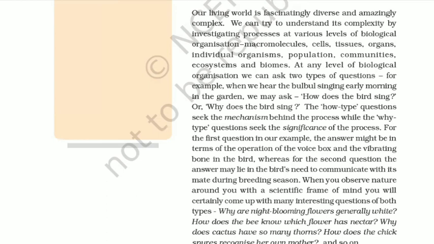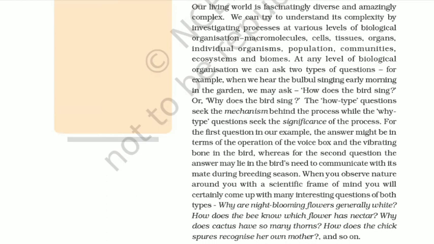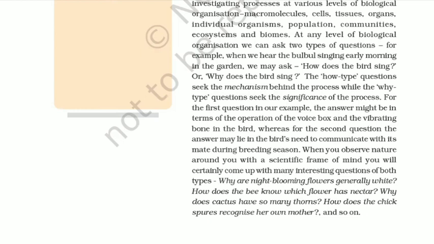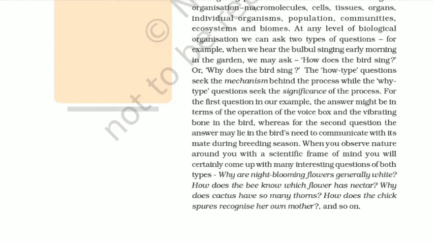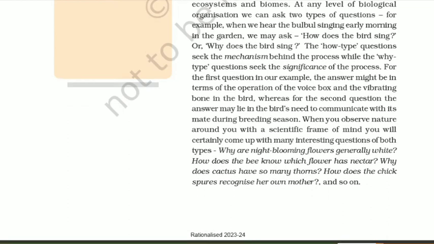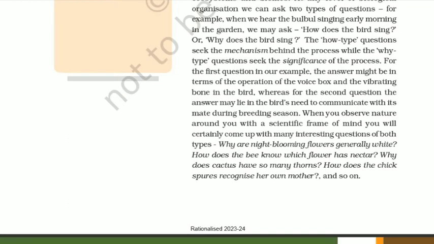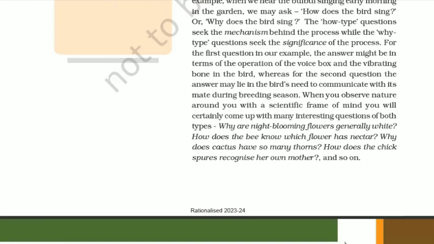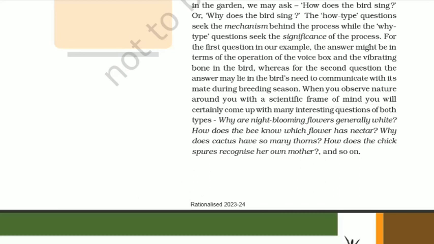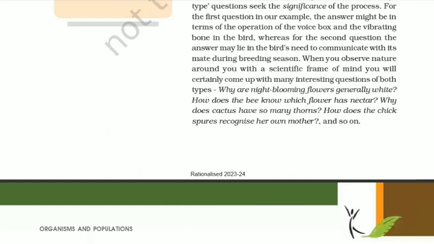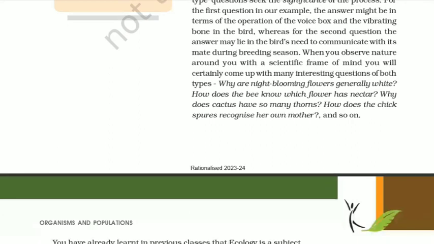For example, when we hear the bulbul singing early morning in the garden, we may ask, how does the bird sing? Or why does the bird sing? The how type question seeks the mechanism behind the process, while the why type question seeks the significance of the process. For the first question in our example, the answer might be in terms of operation of the voice box and the vibrating bone in the bird. Whereas for the second question, the answer may lie in the bird's need to communicate with its mate during breeding season.